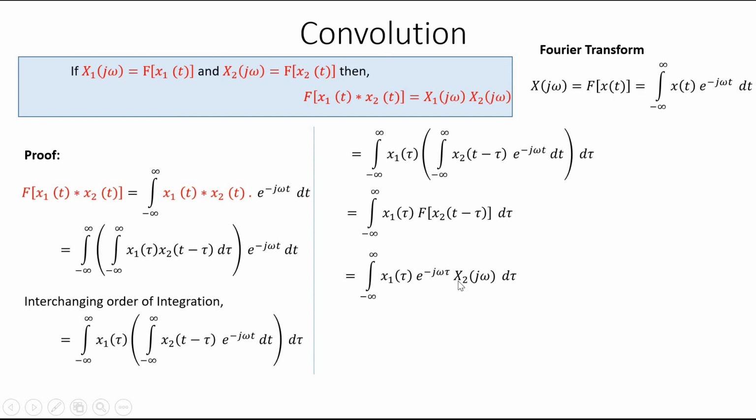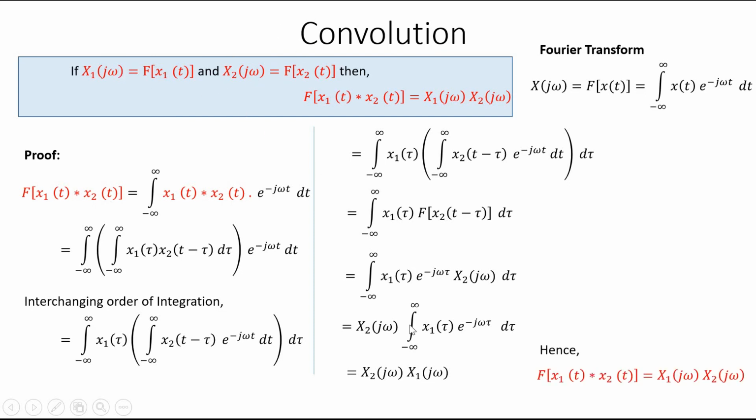Again X2(jω) is a constant, so we can take it outside, so it becomes X2(jω) integral from minus infinity to infinity of x1(τ) e^(−jωτ) dτ. Comparing these two, the only difference is that here it is x1(τ). So this is the Fourier transform of x1, X1(jω). So it becomes X2(jω) into X1(jω), the product of individual Fourier transforms. So we can say that the Fourier transform of x1(t) convolution x2(t) is equal to X1(jω) into X2(jω). Hence the proof. So with this we can wind up the session.